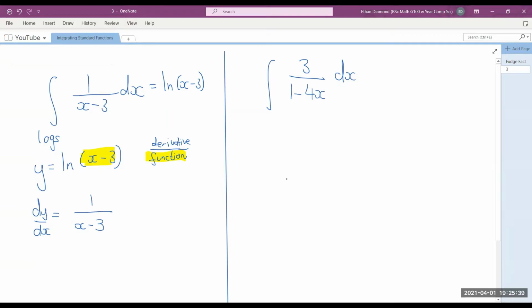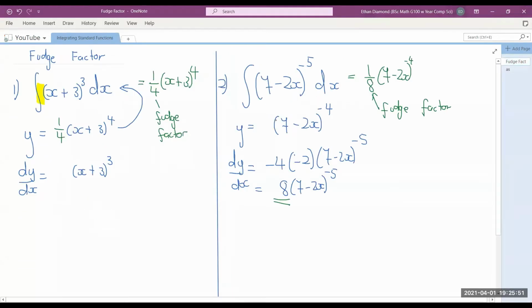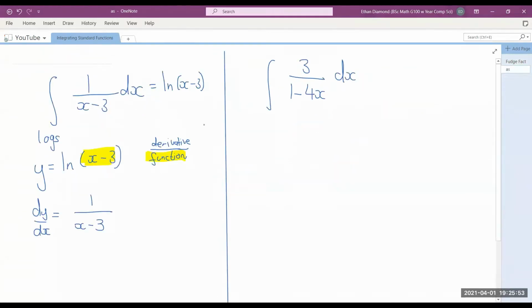Right, last one. 3 over 1 minus 4x. So again, we can see the power on the denominator is a 1. So if we try and do it using the fudge factor method over here, it's going to turn out the same as the other one, where the power was a 0. That would be no good. We have to apply logs. So what do we do? Well, we guess. We guess that the integral is going to be log, and then I'm not going to use modulus signs, I'm just going to use brackets. Log (1 minus 4x).